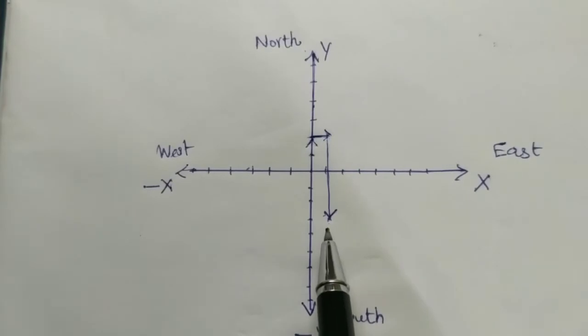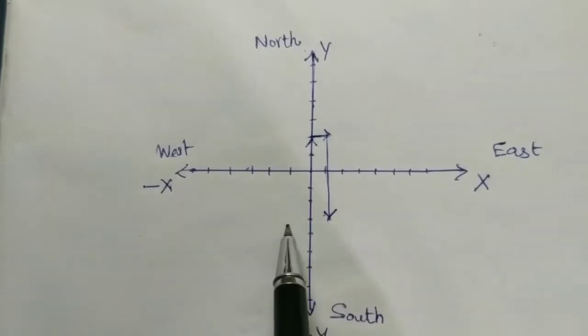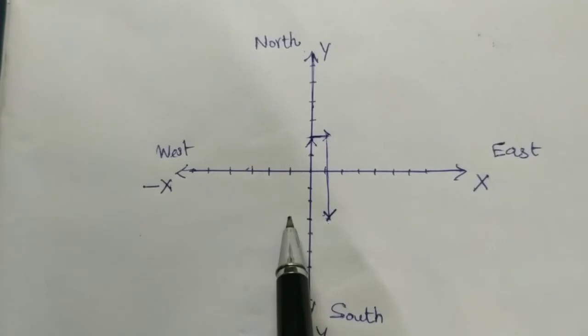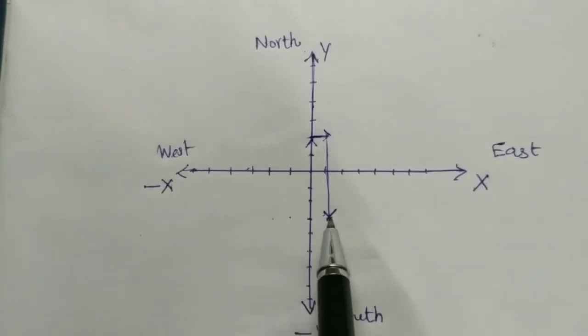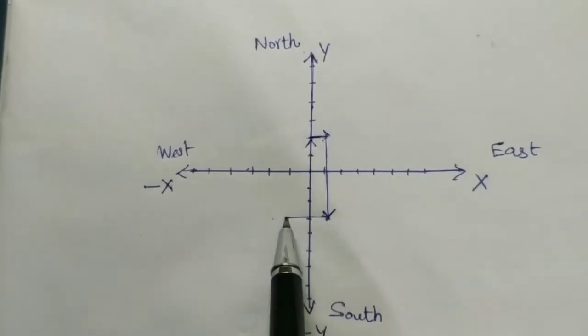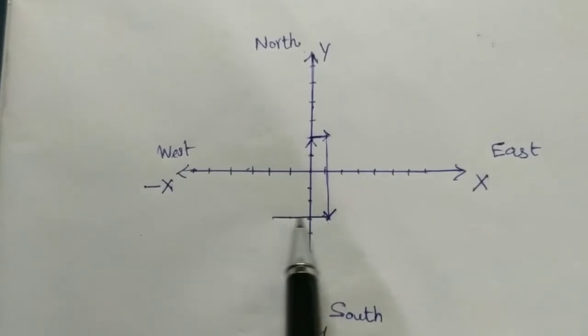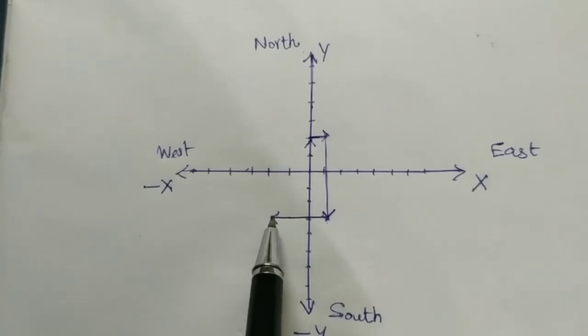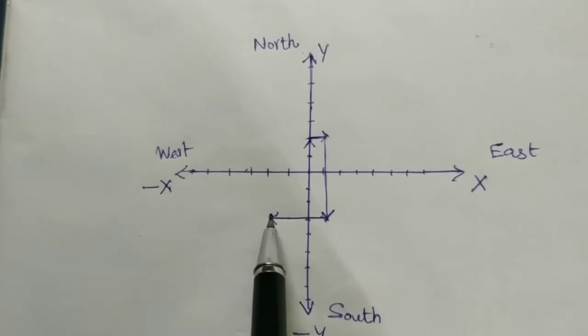Then from this point he walks towards west for 3 meters. So 1 meter here, then here 1 and 2. So totally 3 meters towards west. At this point he ends his trip. So he stops at this point.